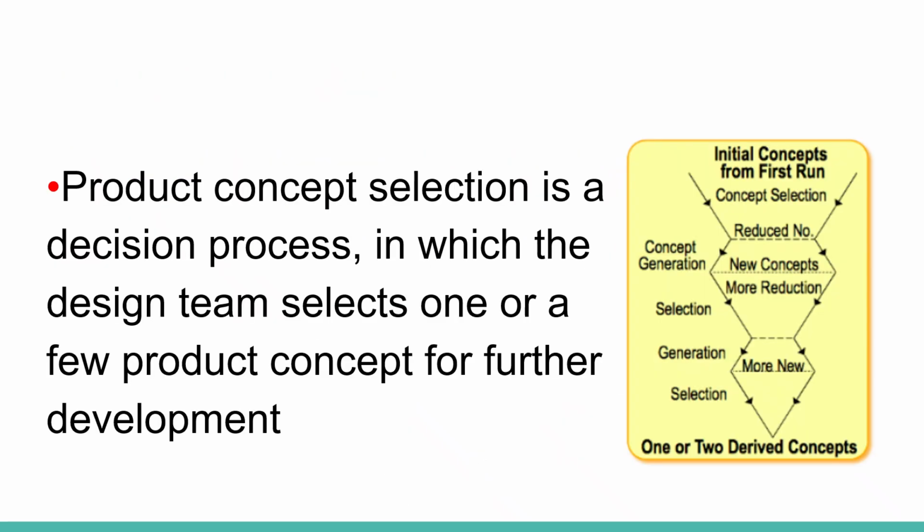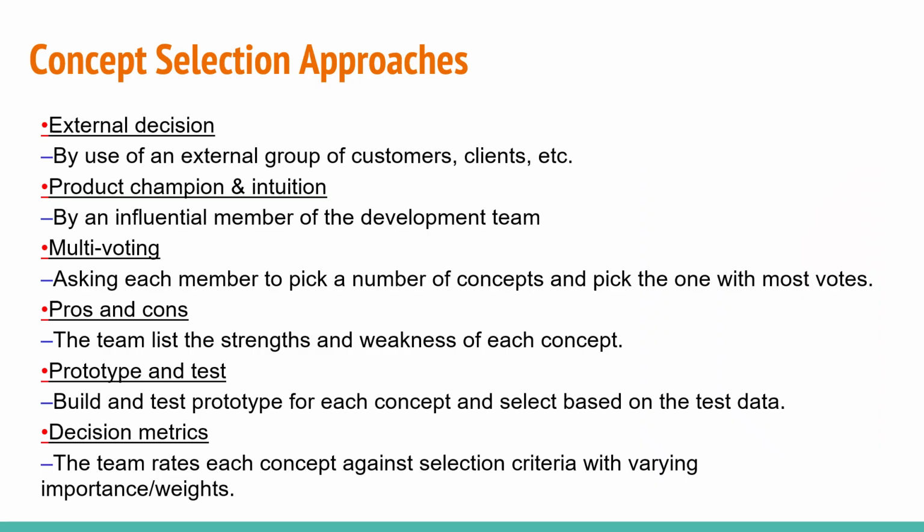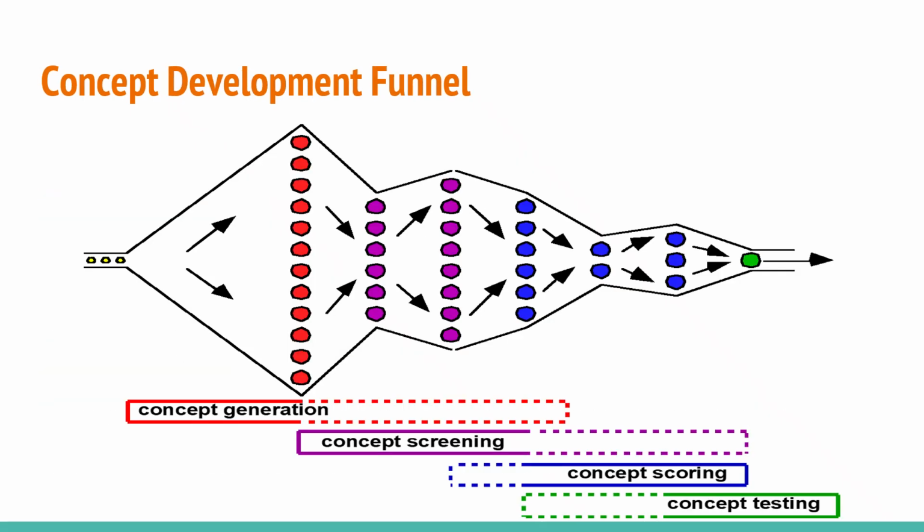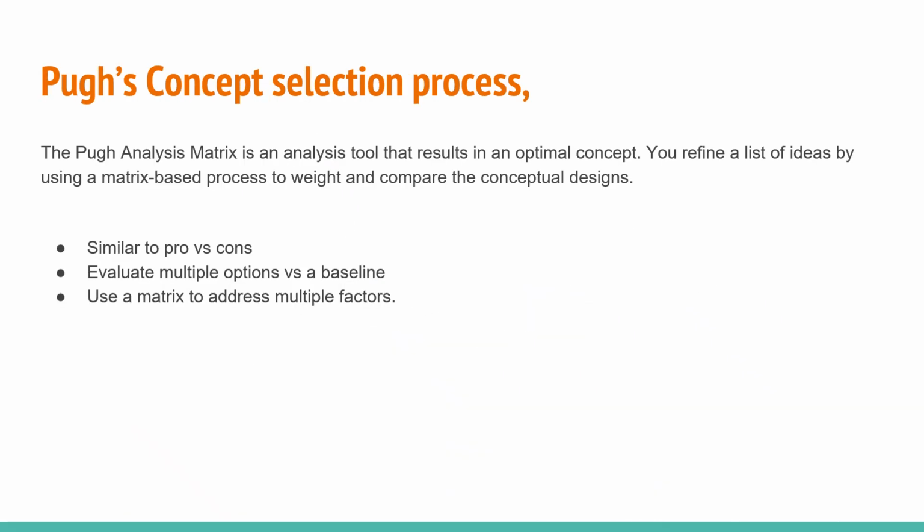Selection is a decision process in which the design team selects one or a few product concepts for further development. Concept selection approaches: external decision, product champion, intuition, multi-voting, pros and cons, prototype and test, decision matrix. Next, the concept development funnel. This is a diagram of the concept development funnel. First is concept generation, next is concept screening, next is concept scoring, and next is concept testing.